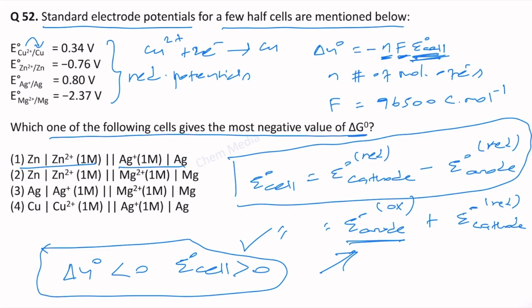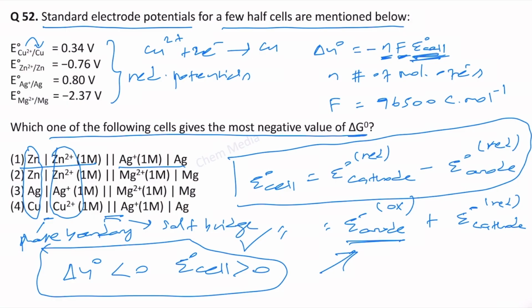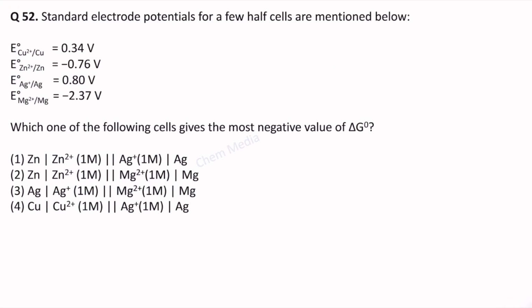And before doing that, let's talk briefly about the cell notation. There is a phase change here. So this is the phase boundary. So basically it means that these are all solids and these are all in the aqueous medium. And this double vertical bar indicates that there is a salt bridge here to maintain the neutrality of the solution. That completes the circuit. So once again, these are all in the aqueous medium and these are all in the solid phase.